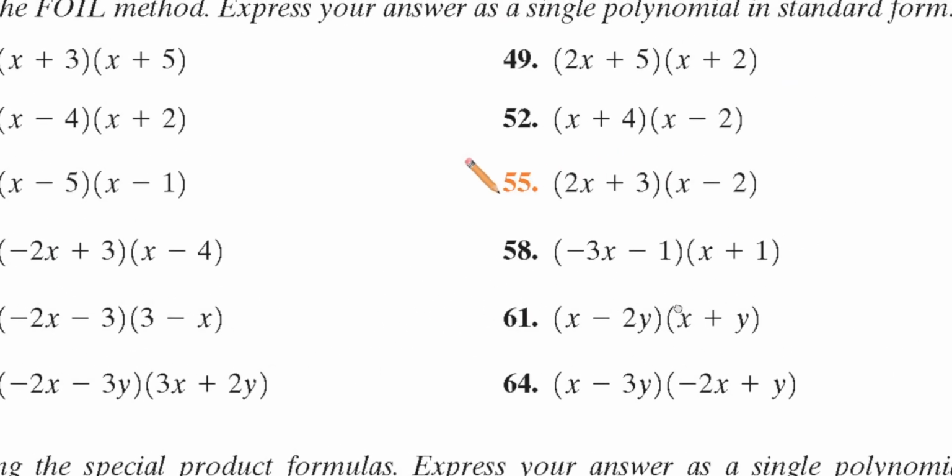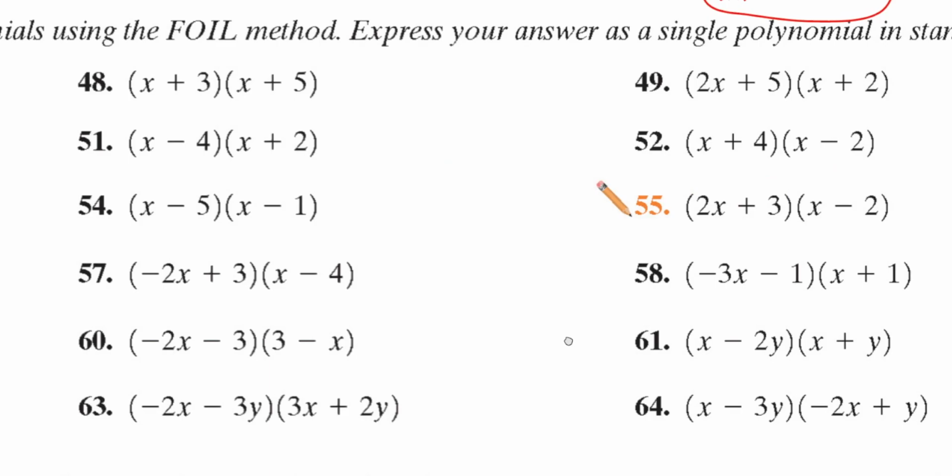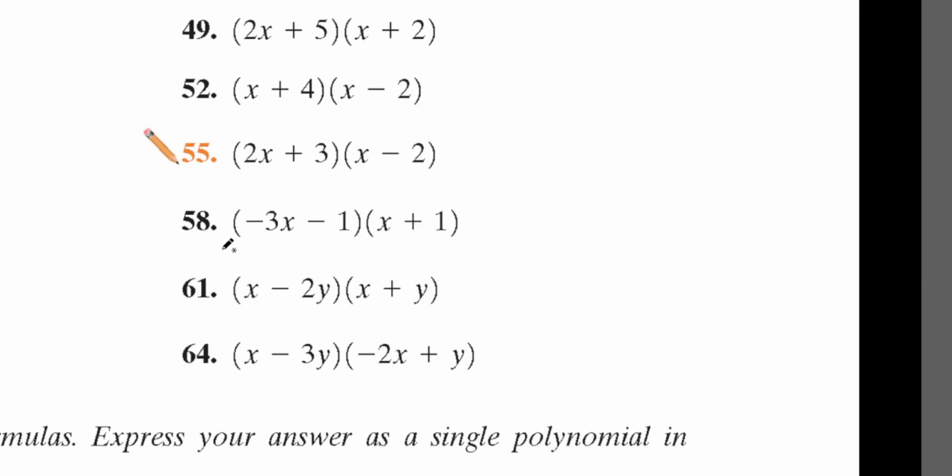Let's do a FOIL. Which one you want to do? Got a bunch of them. 58. Okay. Remember first, outside, inside, last? But it's really what we just did with the 2 things multiplied by the 3 things. You could look at it like that as well. It's just distributive property. So, but let's think FOIL. So first, negative 3x times x. It's negative 3 what? X times x. X squared. And then it's negative 3 times 1. Or negative 3x times 1. Which is minus 3x.